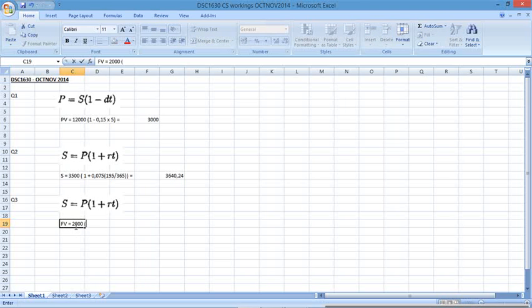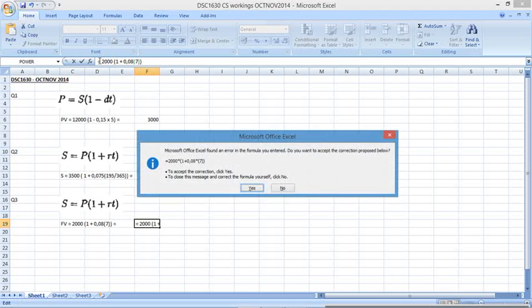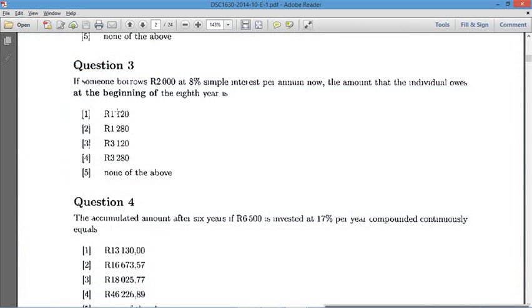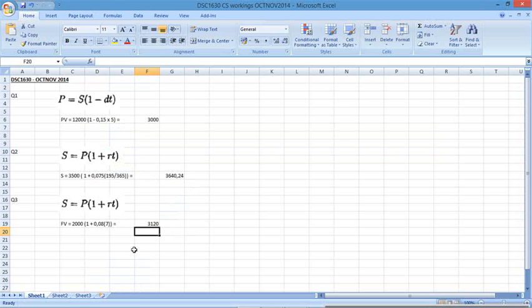So 2,000 at 1 plus the 0.08, bracket, 7 years. Remember I'm using 7 years and not 8 because they said beginning of the 8th year. Beginning of the 8th year would have been end of the 7th. So if I plug that into my calculator, the calculator is going to give me an answer of 3,120.